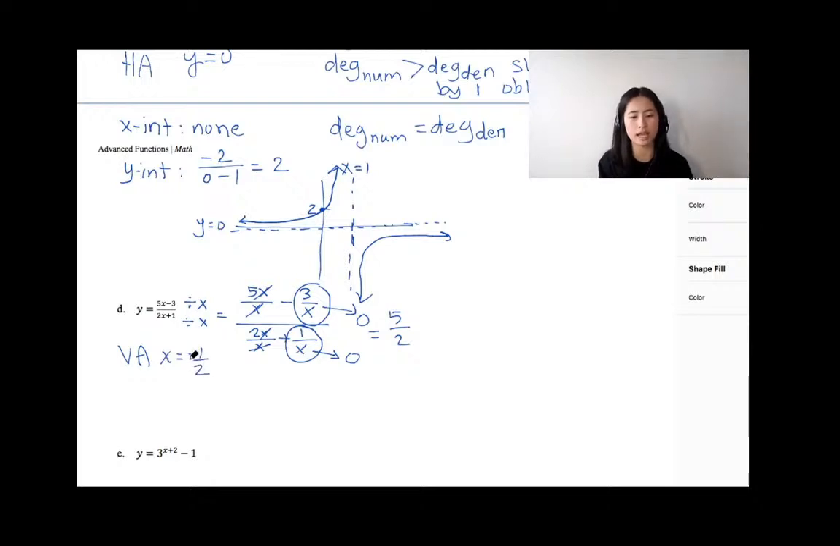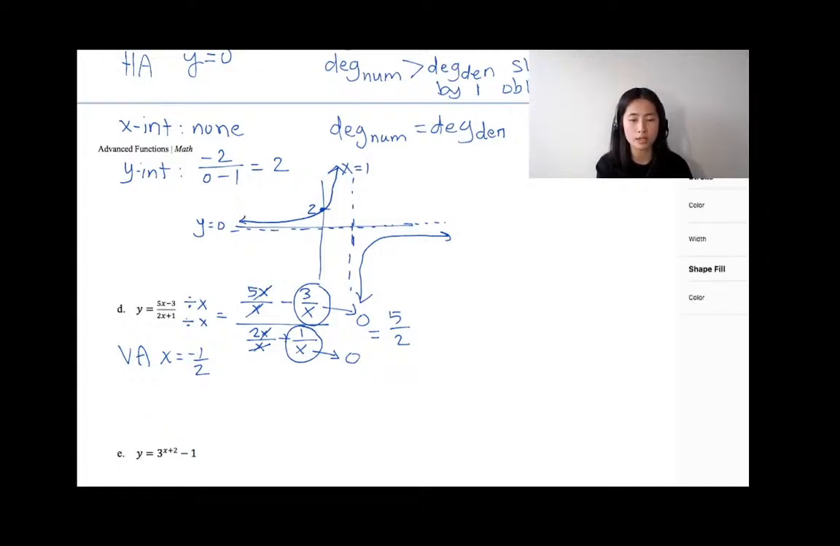Right? And how do I know it's negative 1/2? Well, it's 2x plus 1, and that's equal to 0. When you move 1 to the opposite side of your equation, you're going to get 2x is equal to negative 1, divided by 2. Therefore, x is equal to negative 1/2. Okay, hopefully that was straightforward for finding the vertical asymptote.